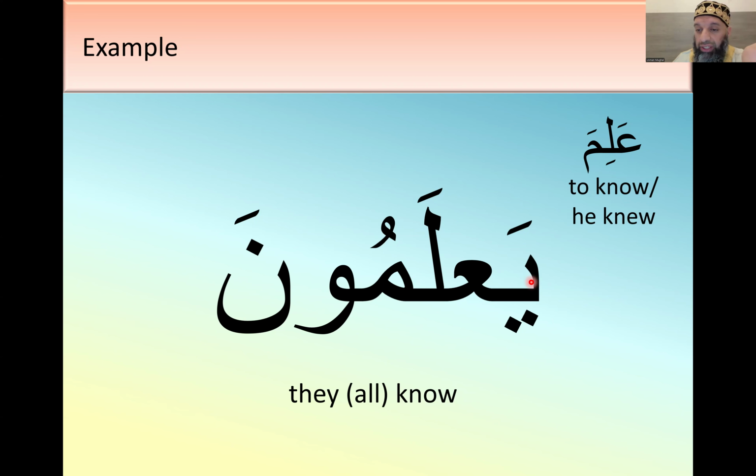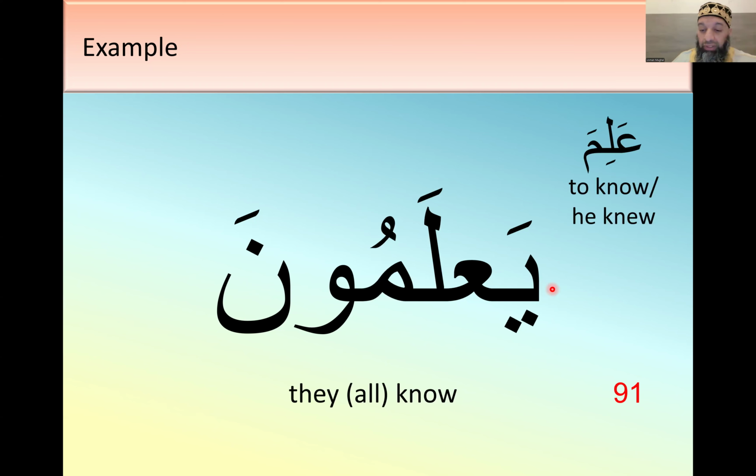Remember, they all know, it can be women in there as well. The masculine terminology is used for males only and also for a mixed group. 91 times, just يعلمون.